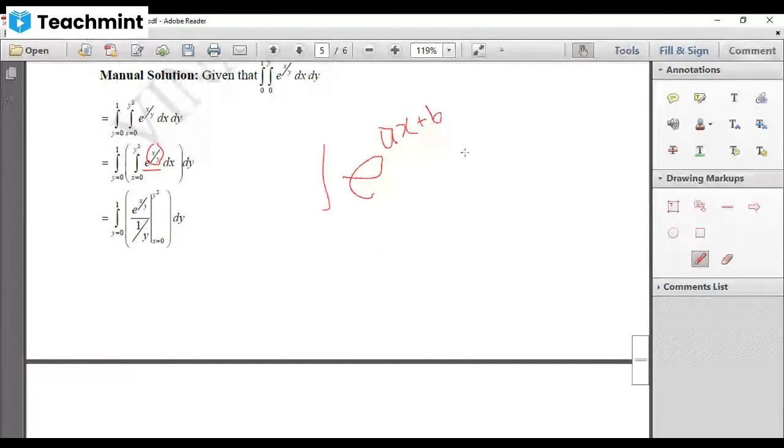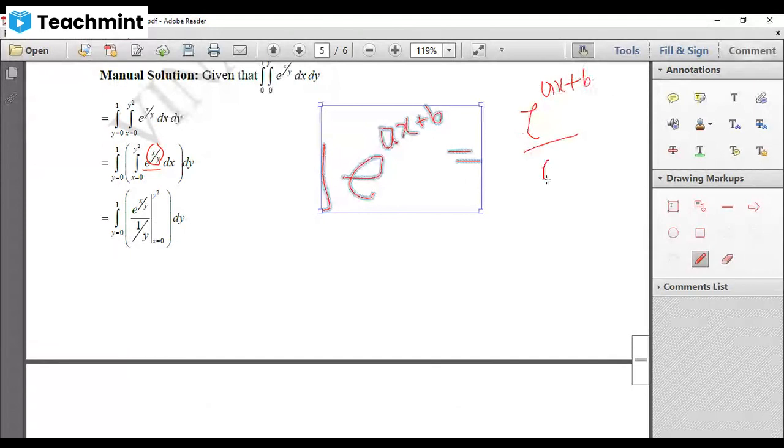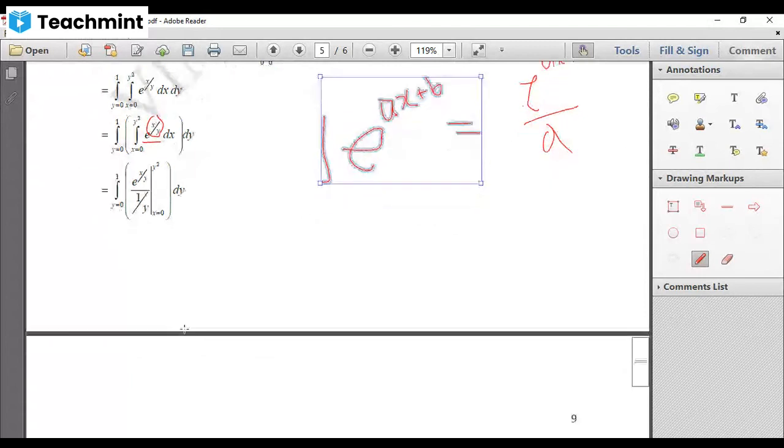What is the integral of this? Yeah, same thing. e to the power of ax plus b, whole divided by the term associated with x, which is a. So here the term associated with x is 1 by y, so divided by 1 by y. If you send this one to the numerator, that becomes y.